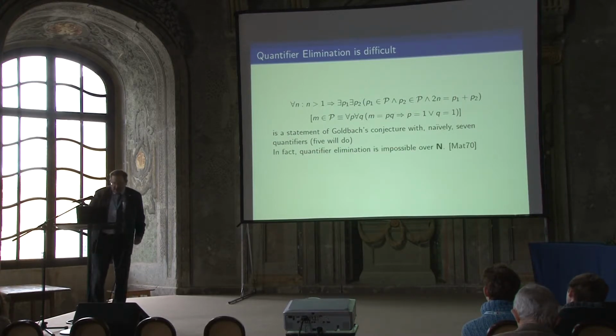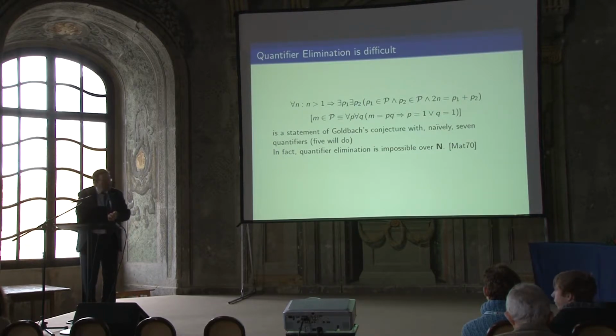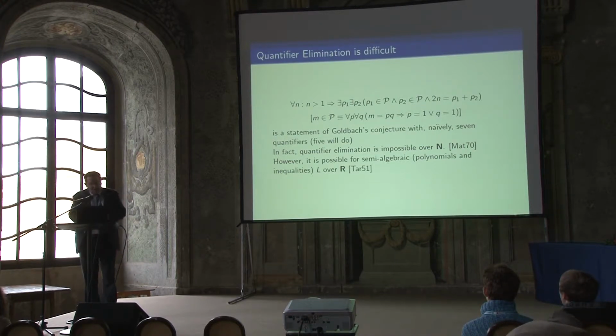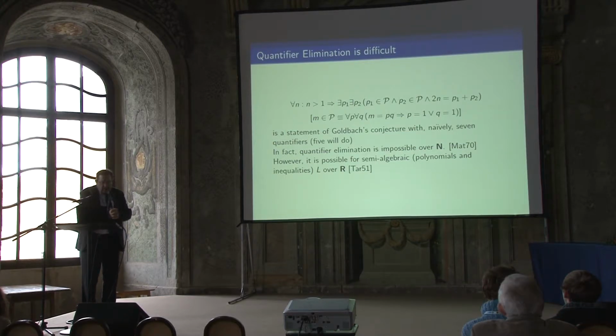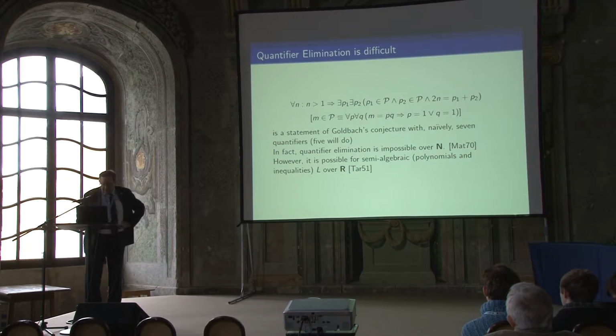And in fact, quantifier elimination over the natural numbers is impossible. Not just very difficult, it's actually impossible, which is one way of stating Matiyasevich's or Robinson's result. However, earlier, Tarski had proved that for semi-algebraic statements, we say semi-algebraic because it involves inequalities as well as equalities, over the reals, then it is soluble. That result was due to Tarski. Good news is it's soluble.